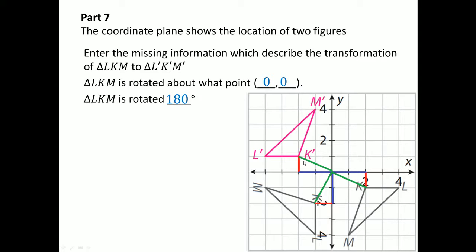It's symmetrical, right? And we would say it has a 180-degree rotation, and the rotation is around the point 0, 0. You could also call that the origin.